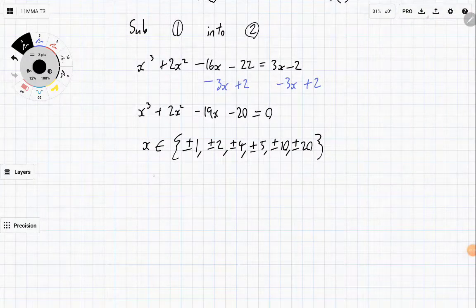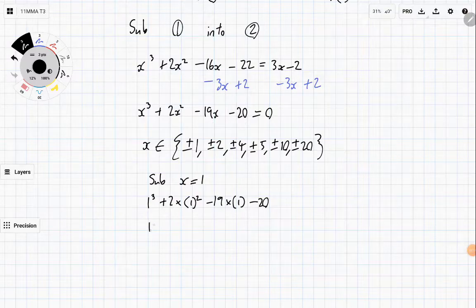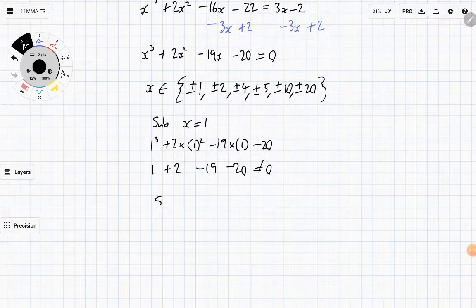So let's try x equals 1. See if that's a solution. So we get 1 to the 3 plus 2 times 1 squared minus 19 times 1 minus 20. And we just want to see whether that's actually 0. So that's 1 plus 2 minus 19, okay, so that's definitely not equal to 0. So let's try x equals negative 1. See if that's any better.